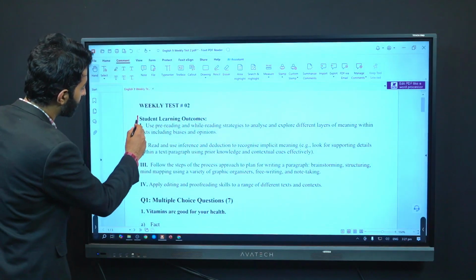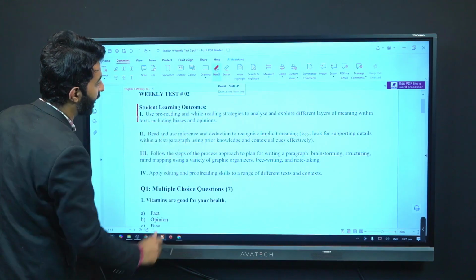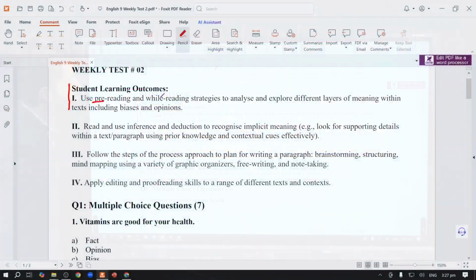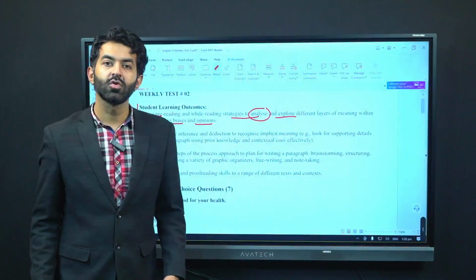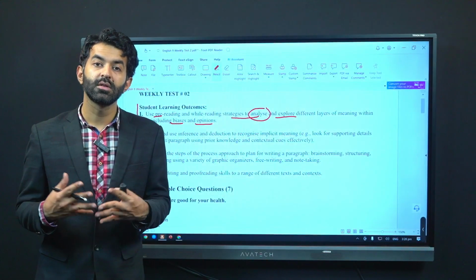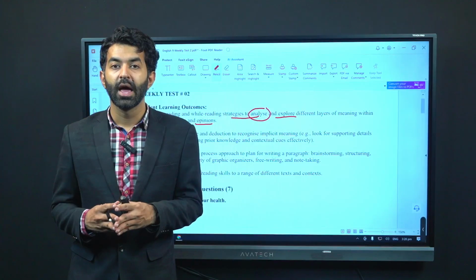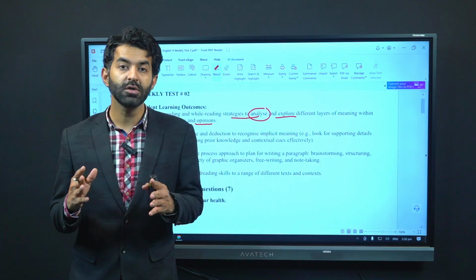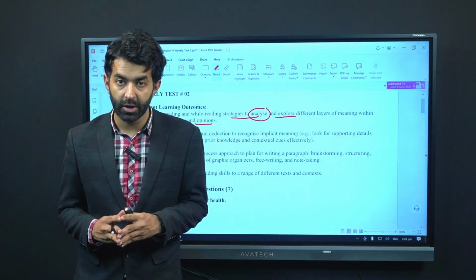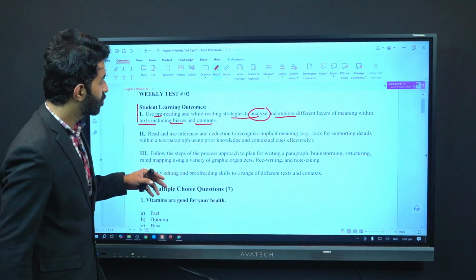Number 1, using pre-reading and while reading strategy to analyze and explore different layers of meaning within the text, including the biases, and we have studied about biases and opinions, and also the importance of using the pre-reading while reading questions, as they are very much important for your reading. Students, I hope you have followed the lectures and will do this test well.